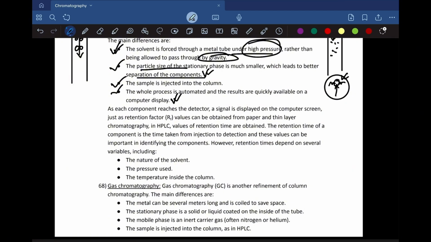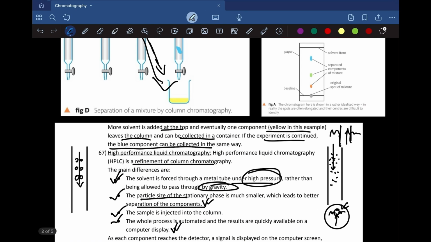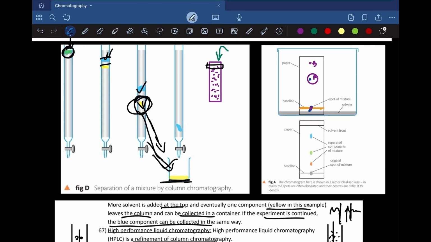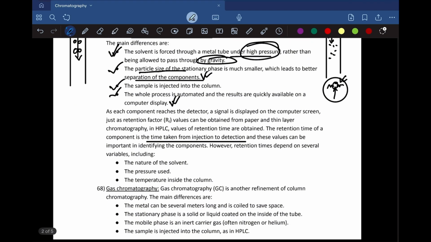The retention time of a component is the time taken from the injection to detection. Let's say you have injected the mixture, and the time starts as soon as you inject it, and it ends at the very first second when the detector detects the component of the mixture falling down. This is what the retention time is.